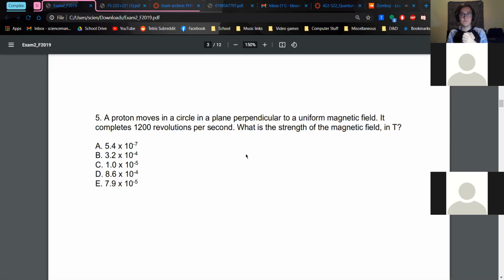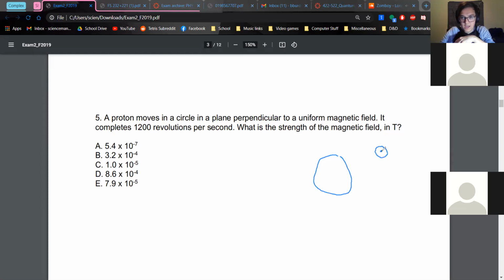So the way we start this problem is by thinking about what is the direction of the B field. So sketching out a picture is very useful. I am going to try and annotate. I don't know how well it's going to work. We have a circle, right? And we also know that the proton moves in a circle perpendicular to the uniform magnetic field. So we're going to say, without loss of generality, that the B field is coming out at us. So this is the circle that the proton is making right here, and the B field is coming out towards us.